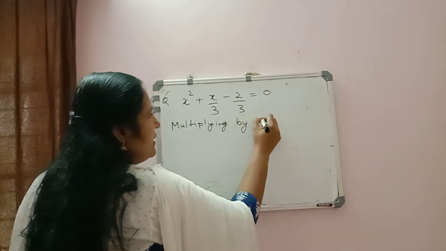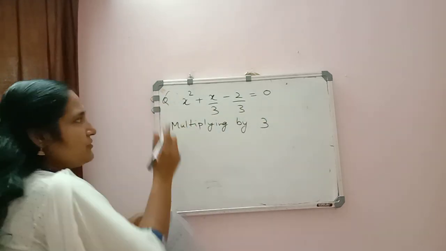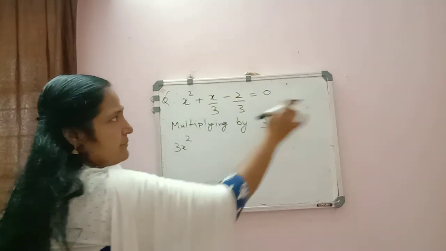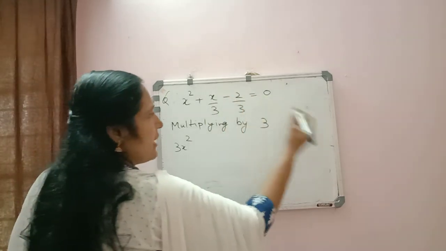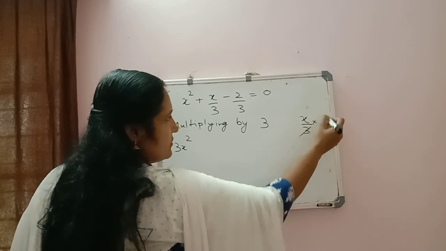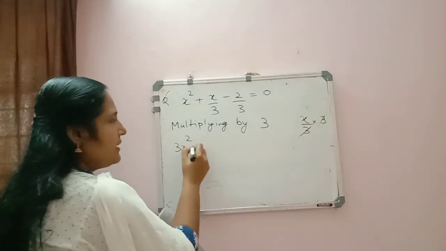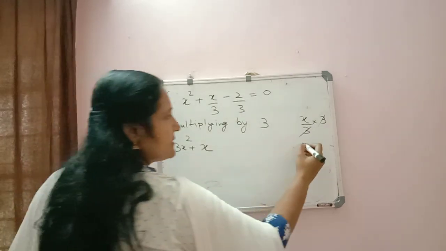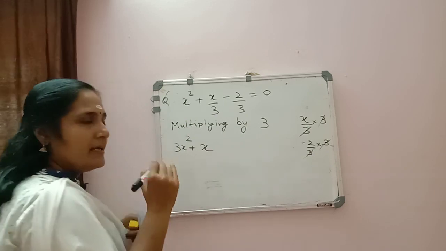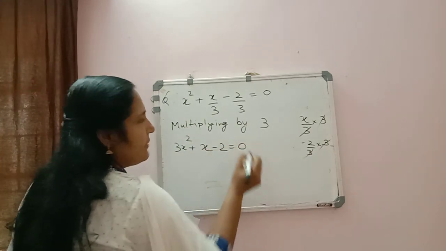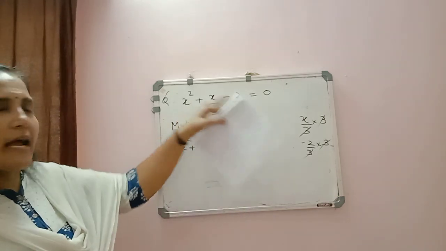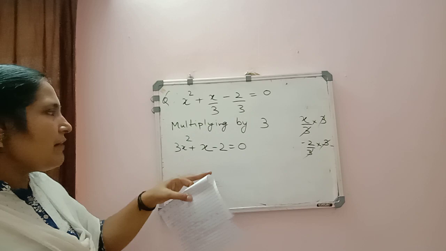Multiplying by 3, the first term becomes 3x². The next one, I am showing you how it gets cancelled. x/3 gets multiplied by 3, so 3 and 3 get cancelled, remaining x. The same way, -2/3 multiplied by 3, 3 and 3 cancelled, remaining -2, equal to 0. Now we will solve this one, because working with fractions is slightly difficult. Avoid the fraction.